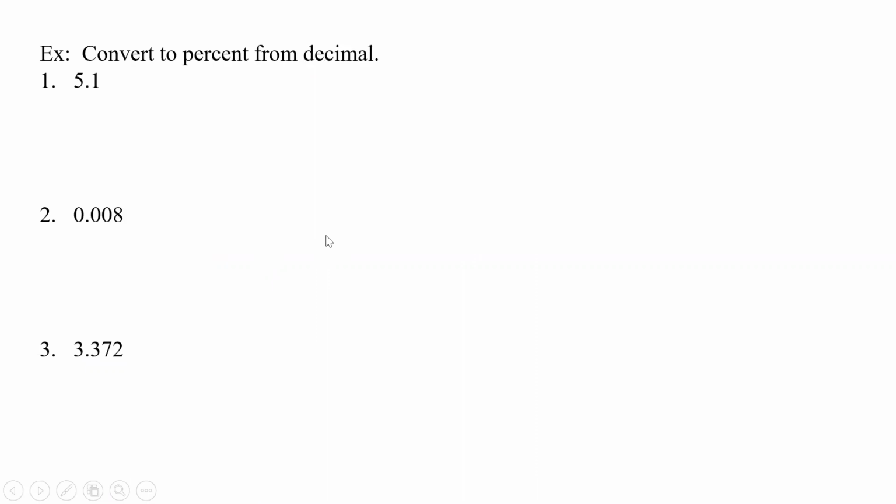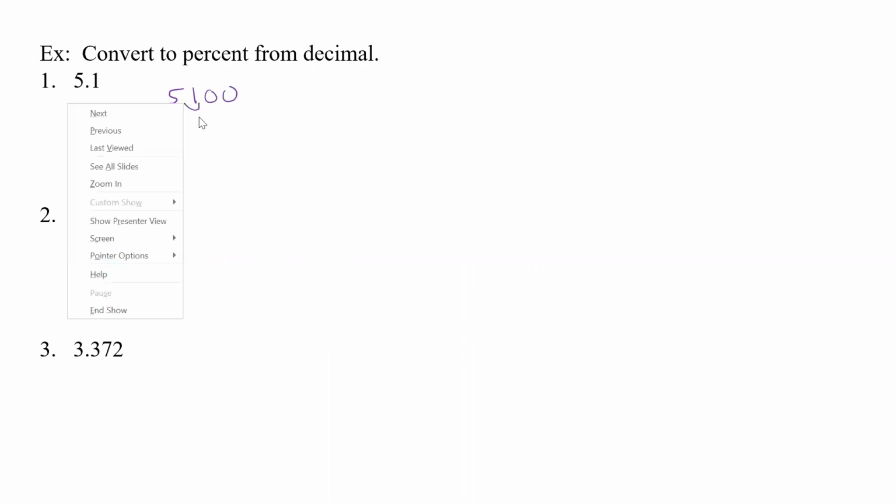What about ones where we want to convert to a percent from a decimal? Well, these are pretty easy too. So we just write down our decimal. Now we're going to move 2 spaces to the right and then add a percent sign. So let's add some zeros out here. So we're going to move 2 places to the right. So we're going to go 1, 2, and so that's our decimal place. So now we have 510%.